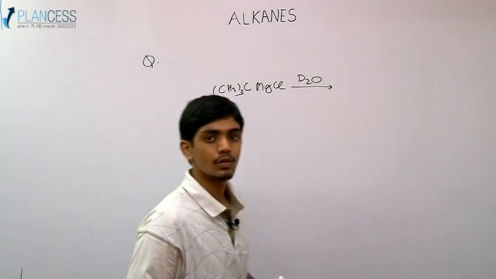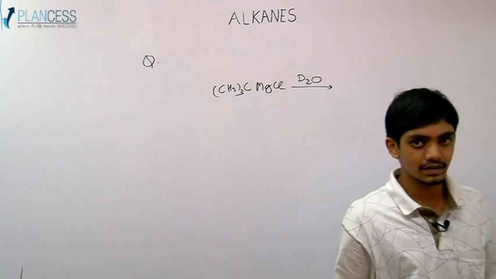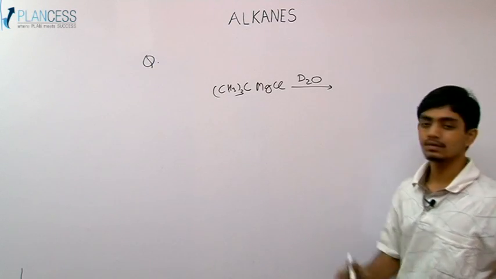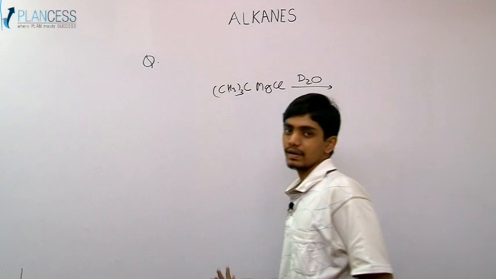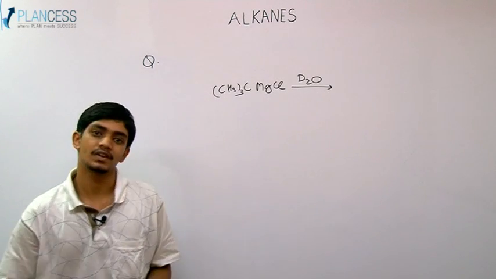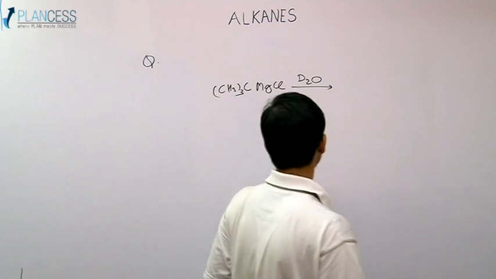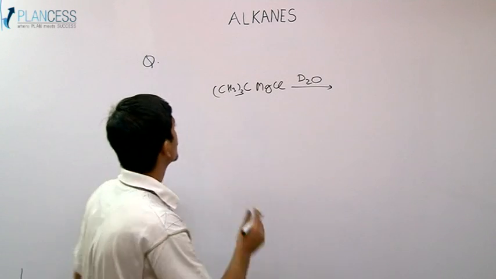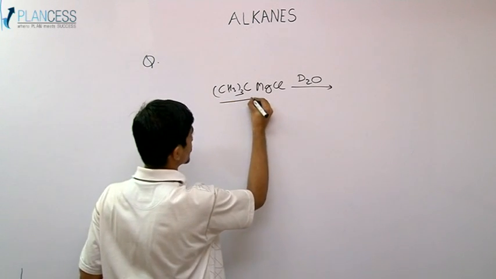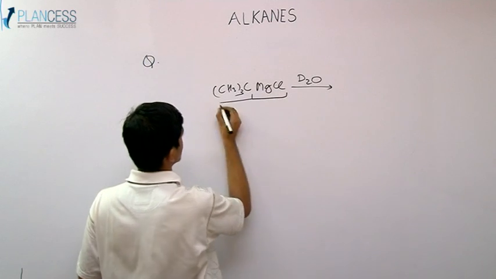We have to first see what are the characteristics of the reactant and what are the characteristics of this solvent. This solvent is normal H2O, except for the fact that H is replaced by a D over here. Now what are the possible reactions? First of all, we need to know the properties of this kind of structure.